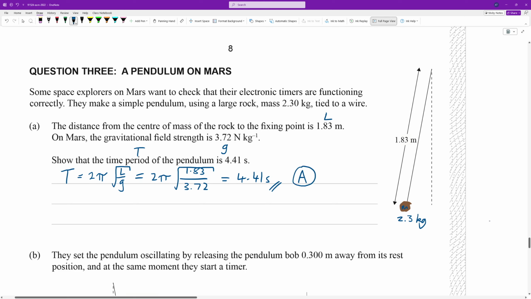Since it is a show that question, you do need to at least show this step where you put the values in, but I recommend also showing the first step by stating the equation.